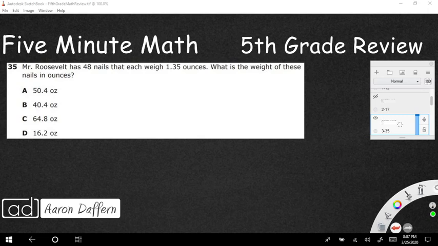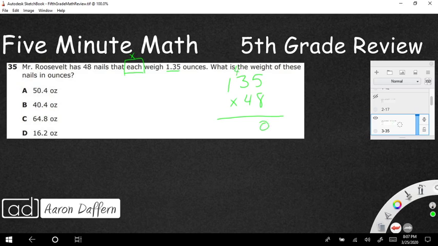Well, we're going to do the exact same thing. We're going to pretend that there is no digits behind the decimal place. We're just going to treat this as 135 times 48, because we've got 48 nails, and that each is going to give us our keyword for multiply. We're just going to pretend it's 135 times 48. If you're doing a 3 by 2, go ahead and always put the 3-digit number on the top. We'll deal with that decimal place in the end.